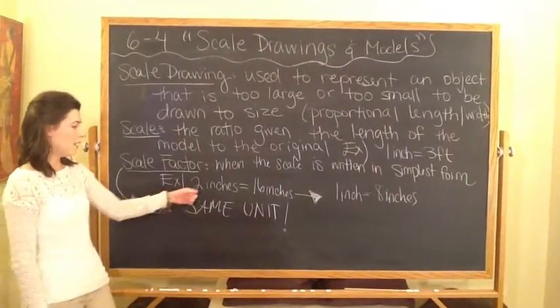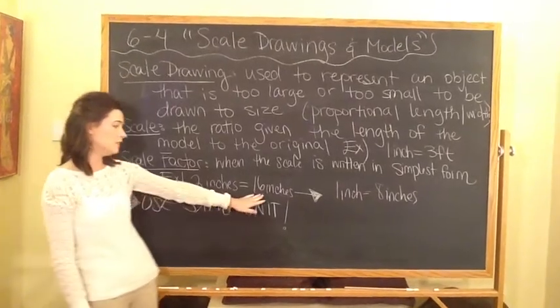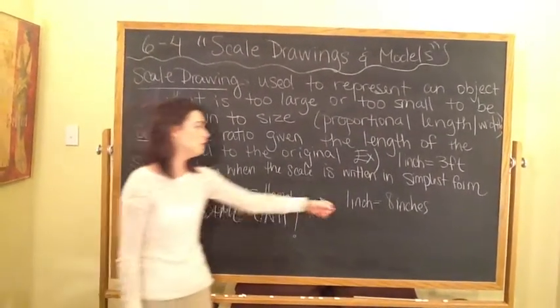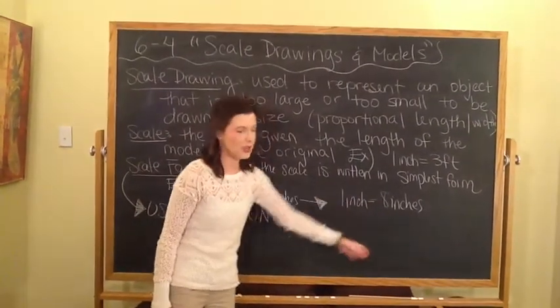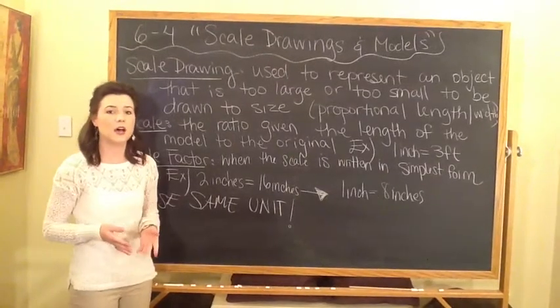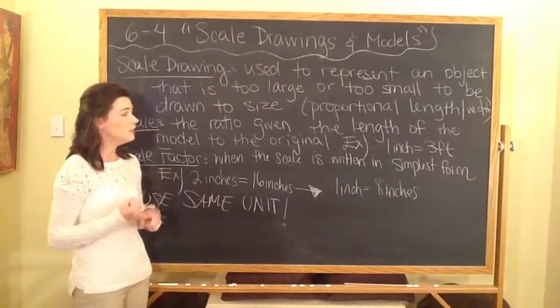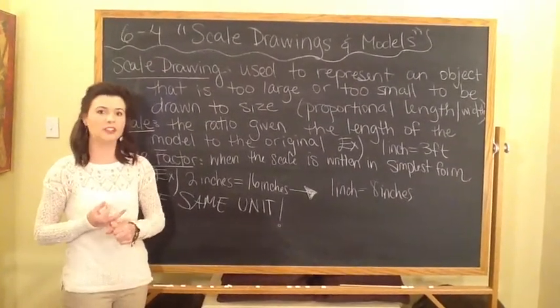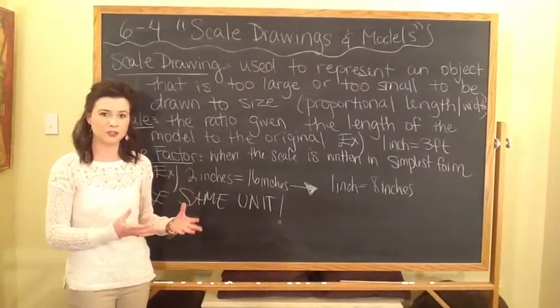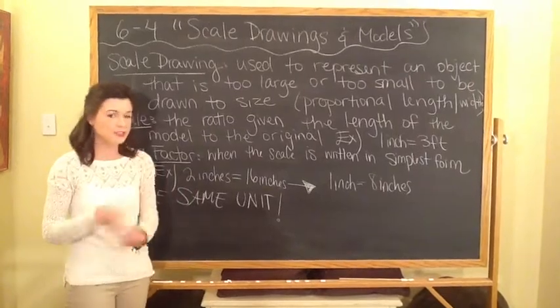So, for example, if you have 2 inches equals 16 inches, then you will simplify your ratio to 1 inch equals 8 inches by dividing a 2 out of both. Okay? So let's go ahead and do some practice. We're going to be identifying the scales and the scale factors, and also using scales and scale factors to figure out what the original size or height is. So let's do some examples.